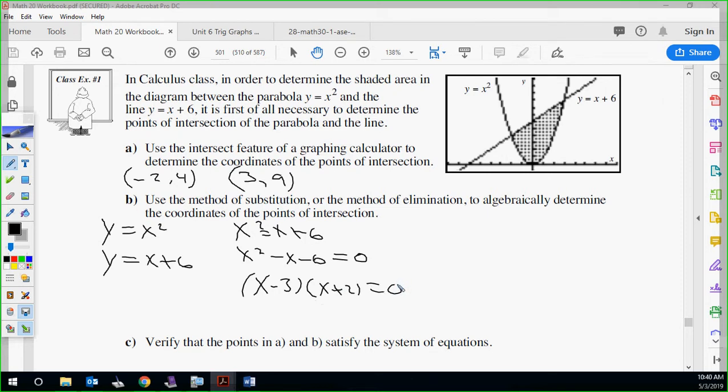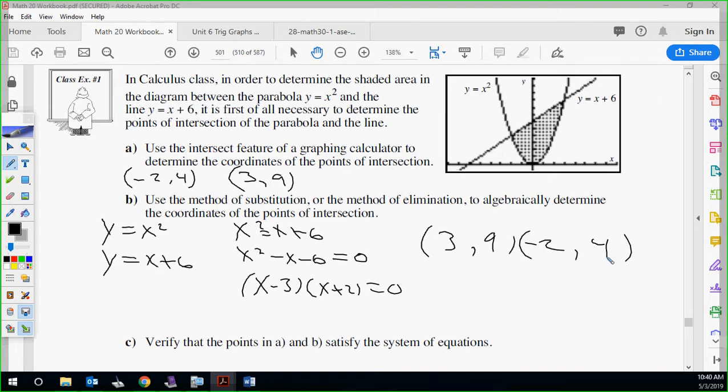And it's not a coincidence. That means my two x values are 3, which we had, and -2, which we had. That's not a coincidence. So how do we find the y's? You plug into either equation. If you put in 3 squared, what's 3 squared? 9. -2 squared is 4. Or right here, what's 3 plus 6? 9. -2 plus 6? 4. It doesn't matter which one you plug it into, you get the same exact thing.